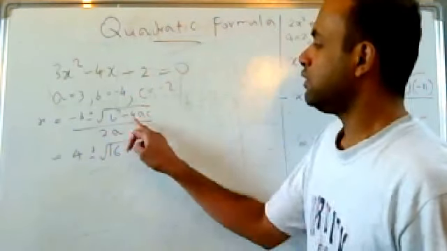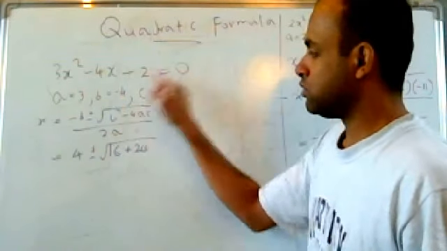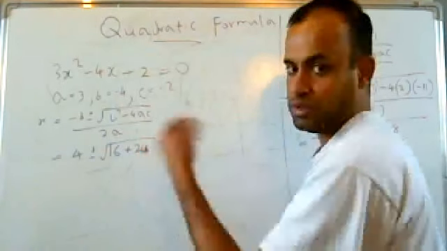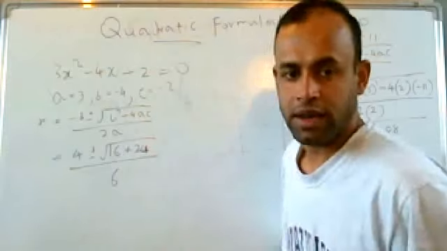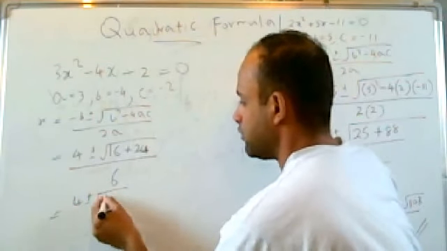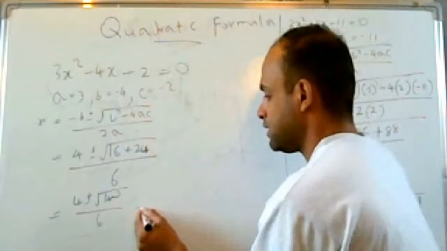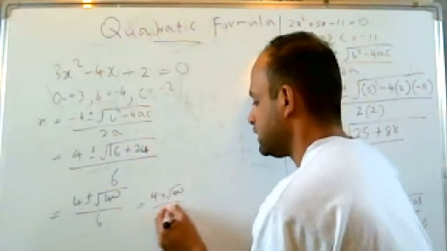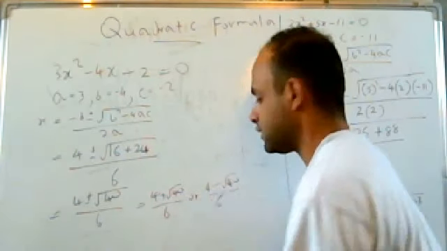So that's 4 times 3 times minus 2, and the minus of that, that's plus 24. Okay, so it's just multiplying these numbers through. So now all over 2a, 2 times a is 6. Okay, so we're nearly there. So that is 4 plus or minus square root of 40, over 6. So that is the same as 4 plus root 40 over 6, or 4 minus root 40 over 6.